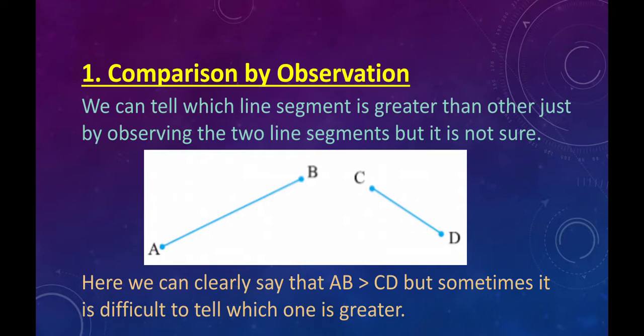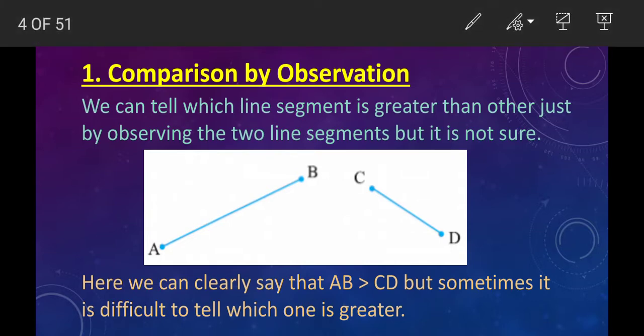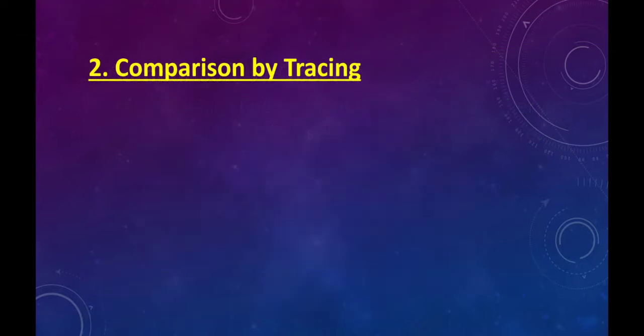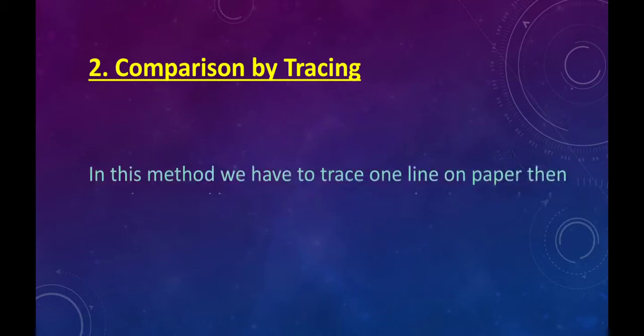But sometimes it is difficult to tell which one is greater. Suppose you are given two line segments like this, the first one and the second one. In that type of case, if we compare these two line segments, can we say which one is greater and which one is smaller? For such a comparison, there is another method. Come to that one: comparing by tracing.